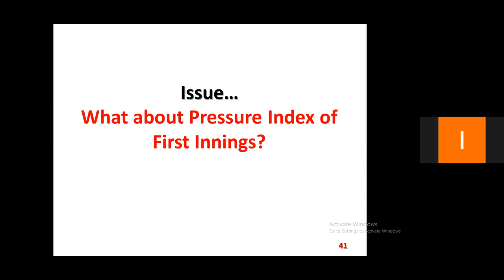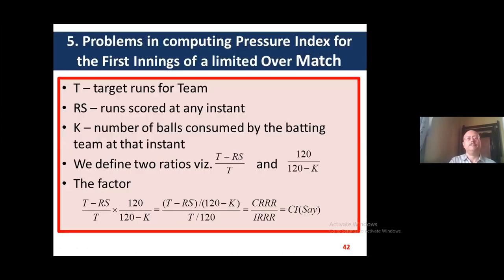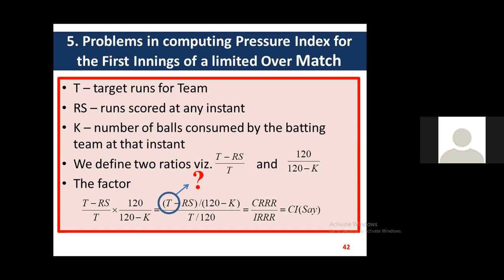What about pressure index for the first innings, where there is no target? There is no deterministic target. So whenever we are computing pressure index, an important input is the target. And for the first innings, we don't have a deterministic target really. The teams always say that, okay, this would be a good score, that would be a good score, etc. The commentators also say, okay, historically, this is something like a good score.